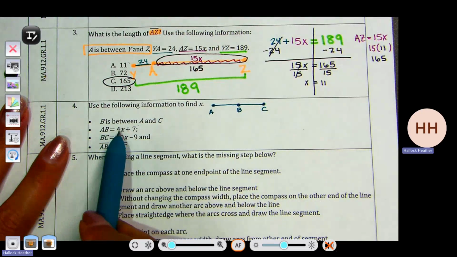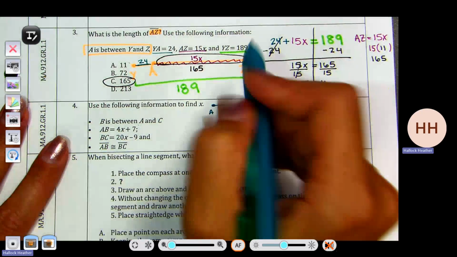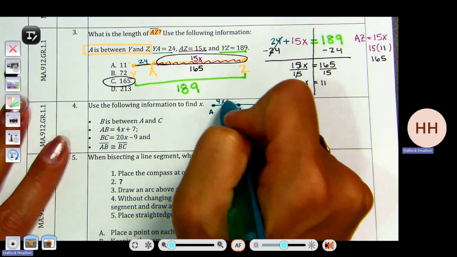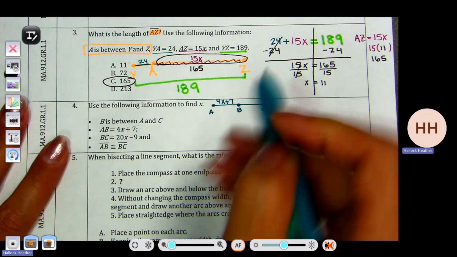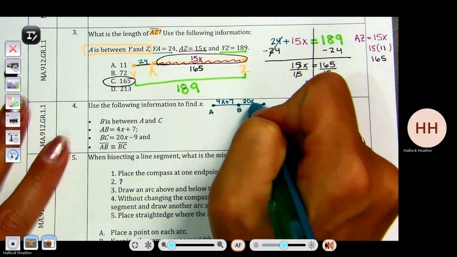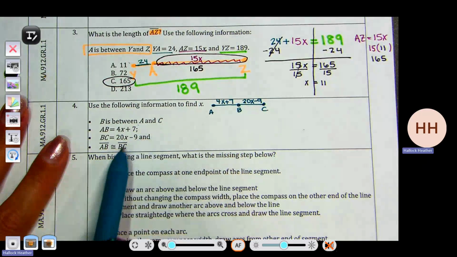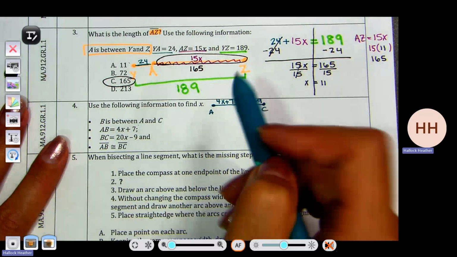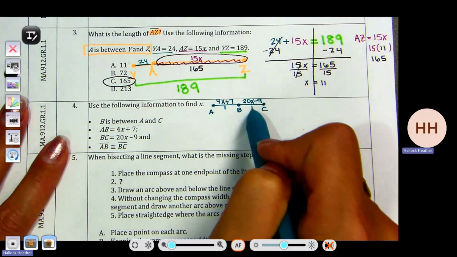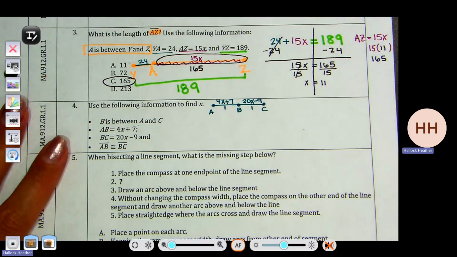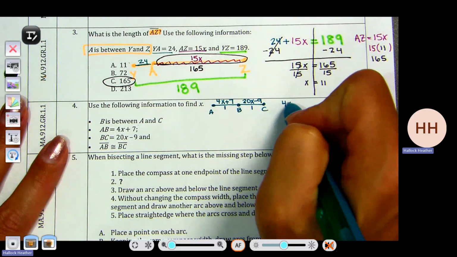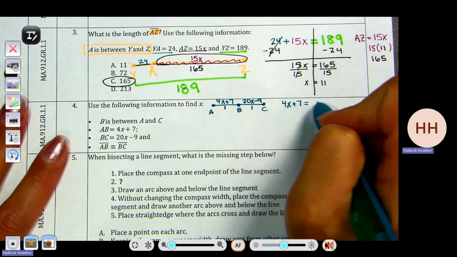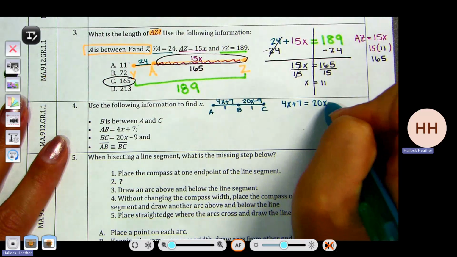A to B is 4x plus 7, so 4x plus 7 goes here. B to C is 20x minus 9. And it says AB is congruent to BC. So that says this piece is the same as this piece. They are congruent. Anytime it says congruent, they are equal to each other. So we're going to do 4x plus 7 equals 20x minus 9.